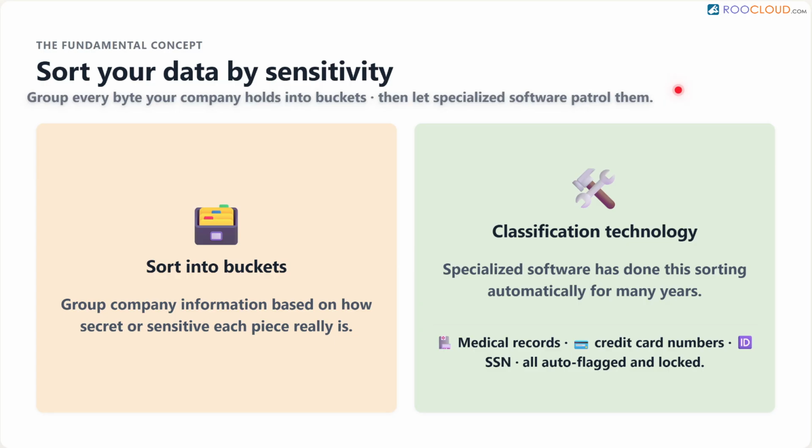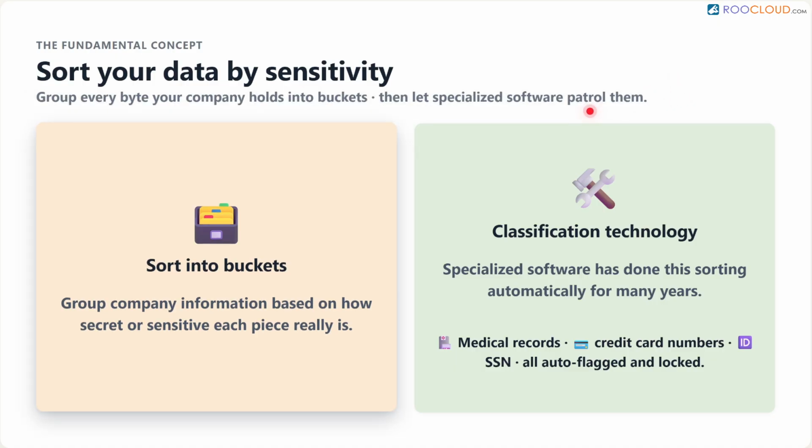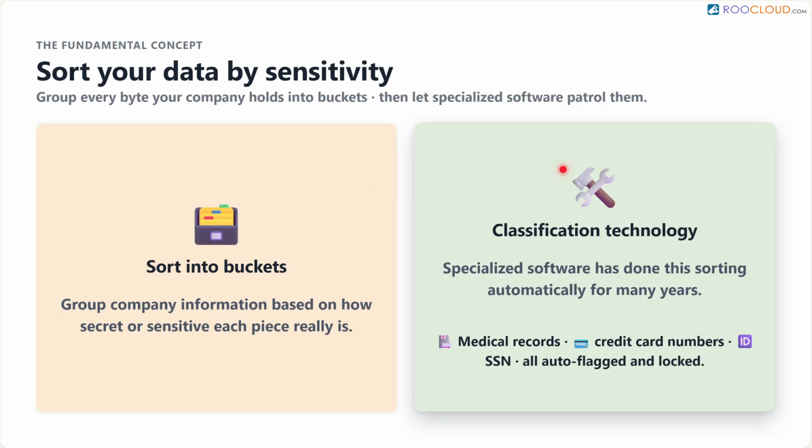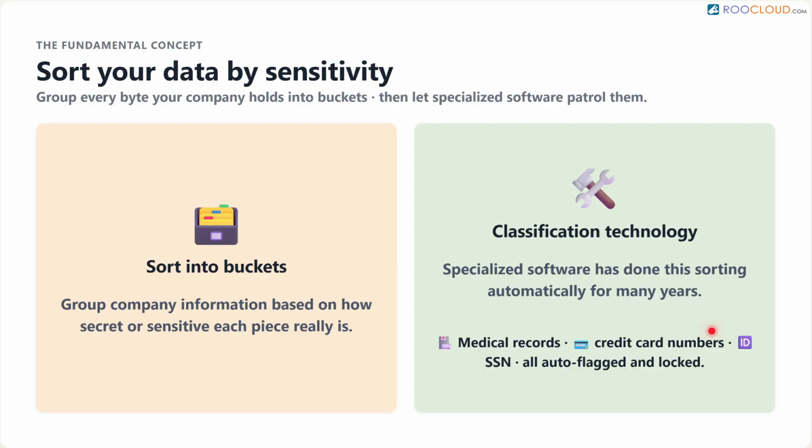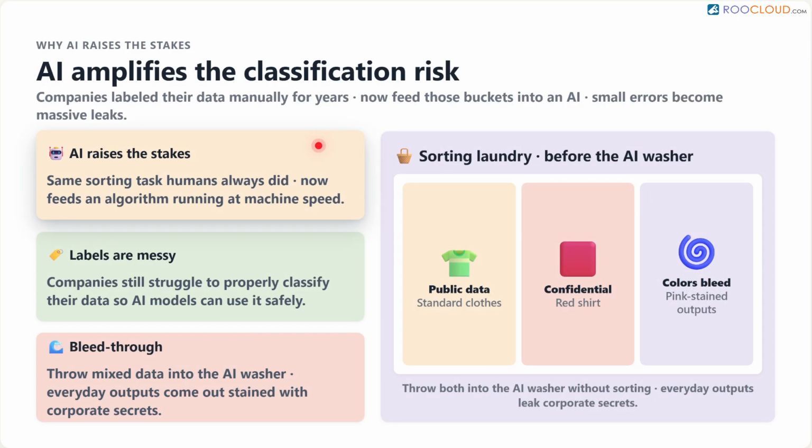The fundamental concept here is data classification. In plain English, this is the act of sorting your company's information into different buckets based on how secret or sensitive it is. For many years, businesses have relied on specific software tools called data classification technologies to do this sorting automatically. These tools are traditionally very good at spotting highly regulated information. If a document contains medical records, credit card numbers, or social security details, the software flags it and locks it down. However, the introduction of AI amplifies the risks associated with this process.